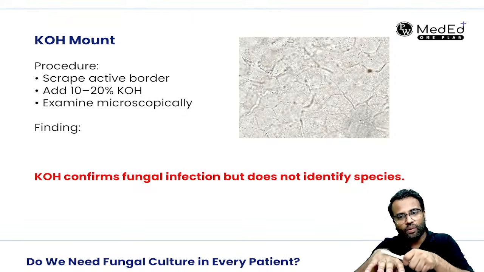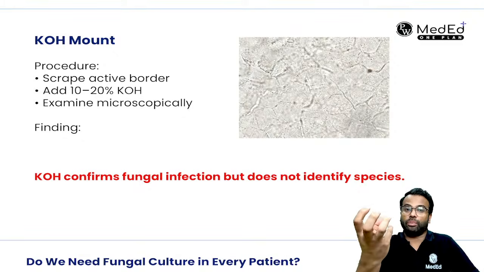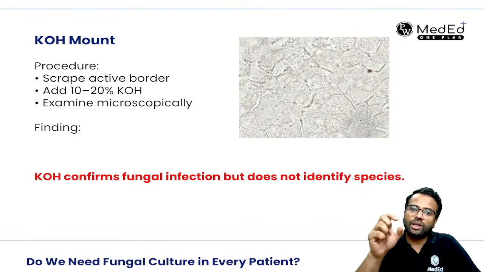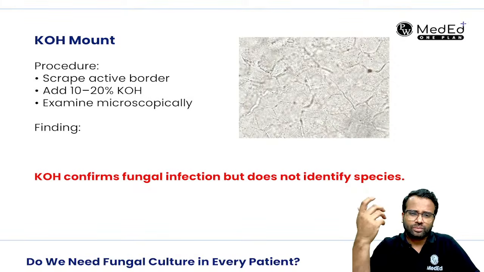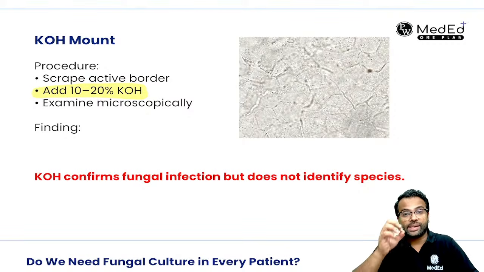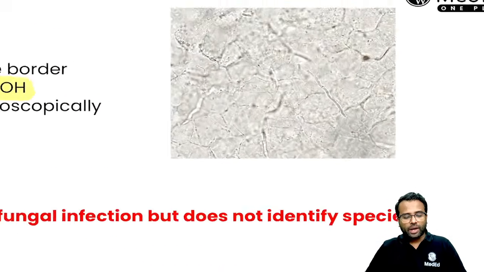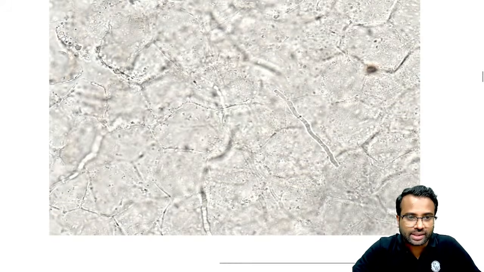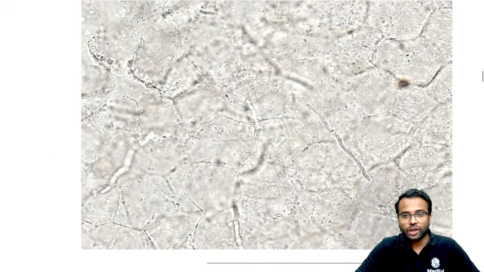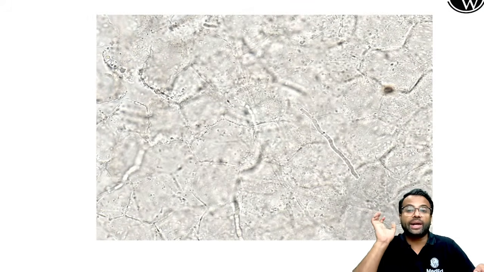Once they scrape over this lesion, whatever powdery material comes out, you're going to collect it on a glass slide. Once you collect it on a glass slide, put 2 drops of potassium hydroxide, that is 10% or 20% potassium hydroxide, and then you examine under a microscope. Under the microscope, if you can see something like this, this is how you can do a KOH.